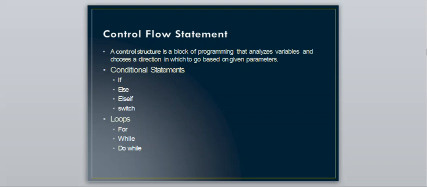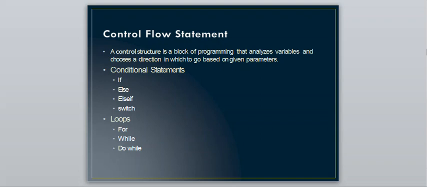Basically, control flow statements are the blocks of programming that analyze your variables, and they help you to choose a direction in which to go based on given parameters. There are some kinds of conditional statements in control flow statements, which are if, else, else if, switch. These are called conditional statements.